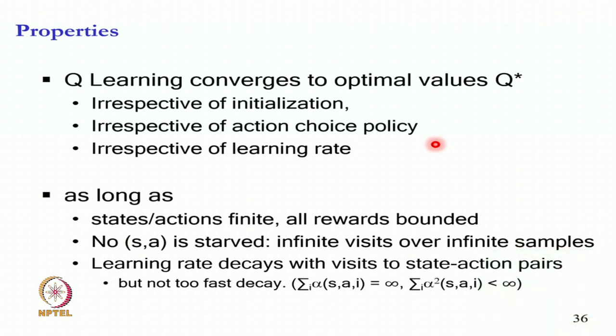And secondly, you don't only need 1 by N. You can use any alpha as long as it follows the following principle. Alpha_SA(i) is the learning rate the i-th time you take action A in state S. The sum over i should be infinity. So, 1 plus a half plus 1 by 3 plus 1 by 4 up to infinity is infinity, right. Therefore, it should be unbounded. The sum of learning rates over the various time steps should be unbounded, but the sum of squares of learning rates over infinite time should be bounded, like 1 plus 1 by 2 squared plus 1 by 3 squared plus 1 by 4 squared, that is bounded. So, if some learning rate alpha_i satisfies these two principles, then this Q learning algorithm is guaranteed to converge to the true values.